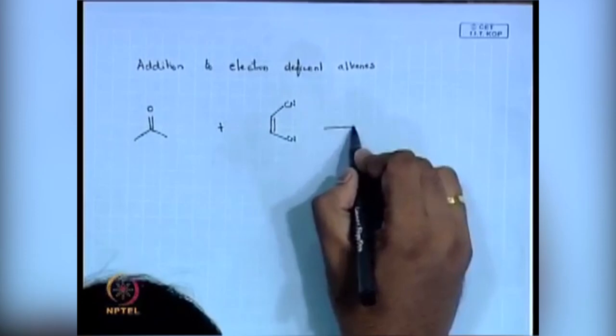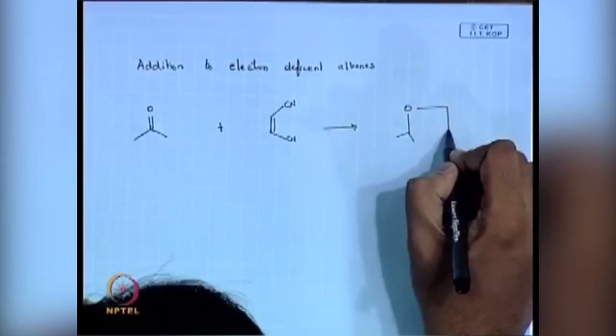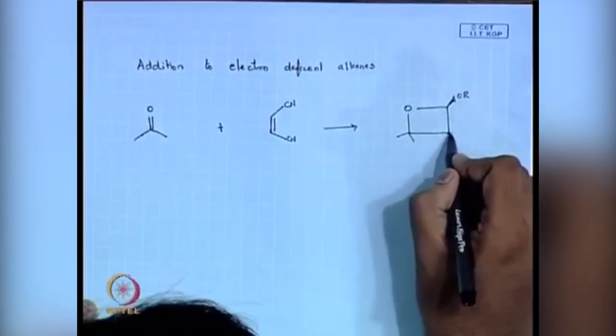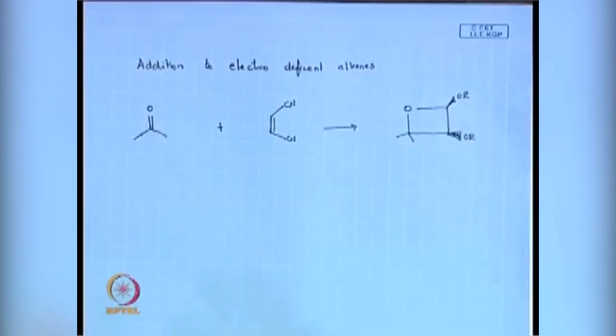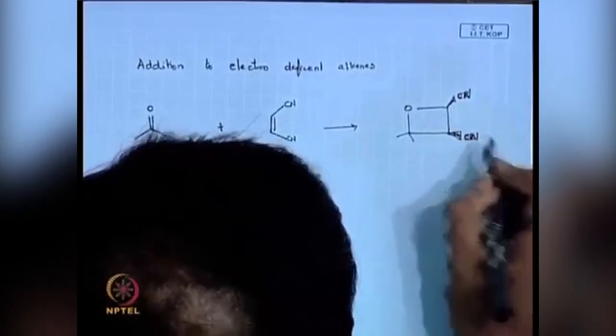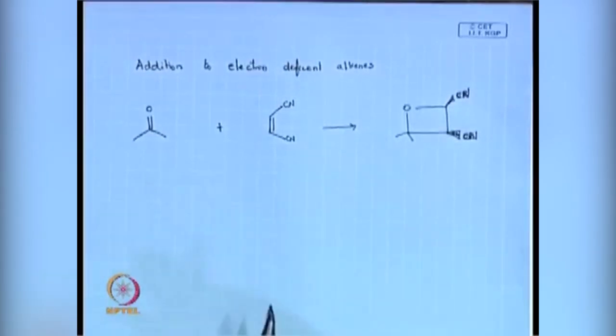Now, what happens is, I get the same oxetane. I get only this product. Oh, sorry. Yeah, that's nice. So it's good that you're following the class. So I get only this product. So that says the reaction is highly stereospecific.